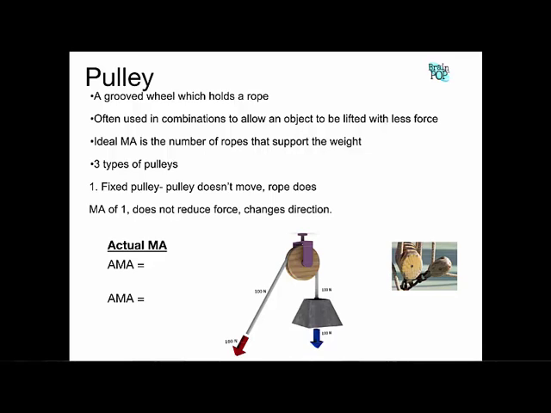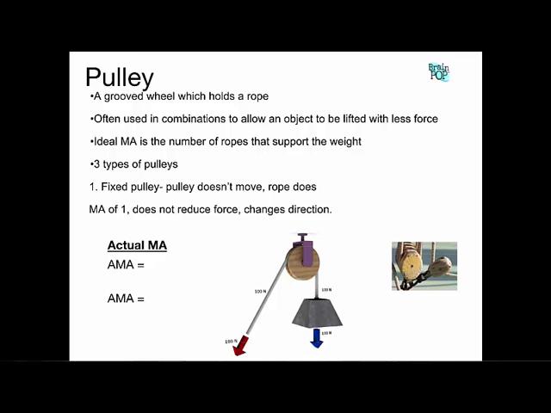It doesn't reduce force, it just changes direction. Yes, a mechanical advantage of 1 means it does not reduce the force that you need. If something has a mechanical advantage of 2, you can use half the force to get the object in the air. But with a mechanical advantage of 1, it doesn't reduce the force, but it does change the direction of that force. If you imagine this pulley, instead of lifting this weight up directly, you could pull down on the rope and lift that weight in the air, but you still need to pull with the same force.